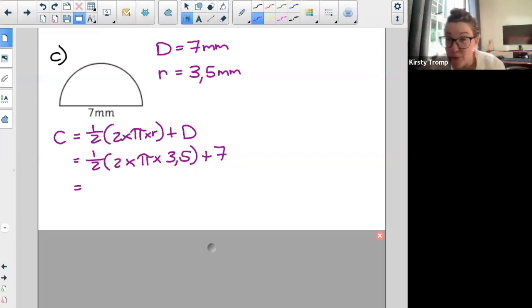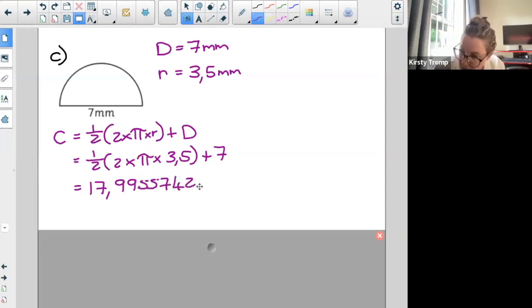Maybe Mikhail, just put it in your calculator for me once more and just double check. Make sure that you've got the brackets in the right place when you put it on your calculator. Okay, and make sure you've got a plus. So put that into your calculator for me again. Okay, now I got 17,999. Okay, cool. So we get 17 comma, now stay with me, Mikhail, 9955742875, and it carries on going.